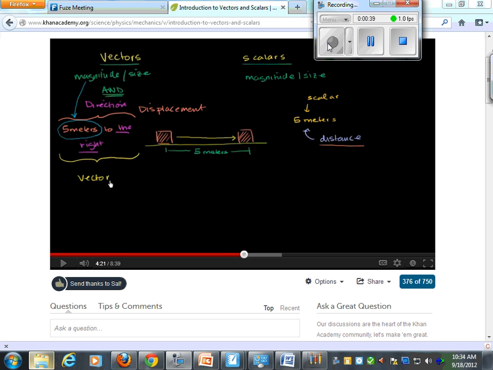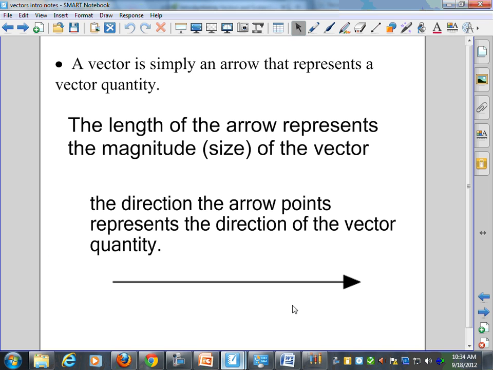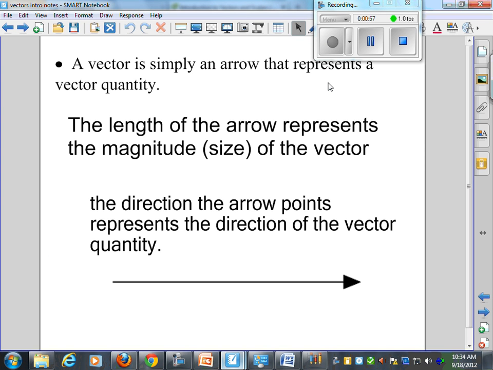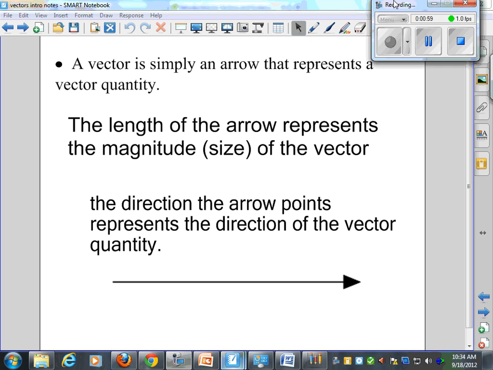Okay, so based on that 4-minute clip, what's a vector? Well, what does a vector have to have? Direction and a magnitude. And what's the other word for magnitude? Size. Okay? Size, exactly. That's really all you need to know. Really, a vector is simply an arrow that represents a vector quantity.